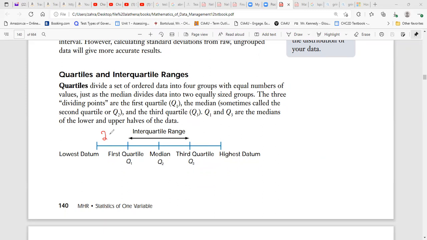Q1 means 25% of data is in the first quartile, 25% of data is in your second quartile, 25% of data is in your third quartile and 25% in the fourth quartile. If you add up, you have 100%. So it means Q1 is the midpoint between the median and the lowest. Q3 is the midpoint between Q2 and the highest, the middle number, right?